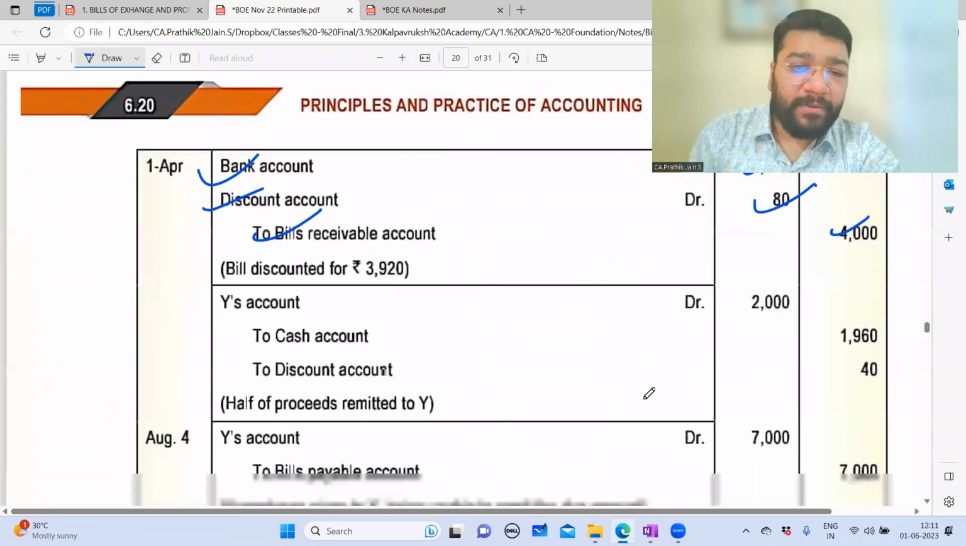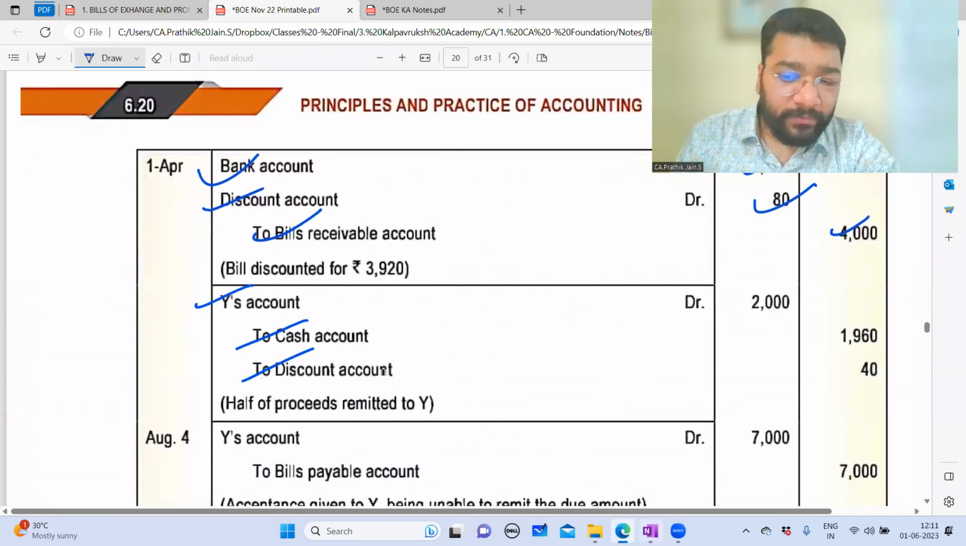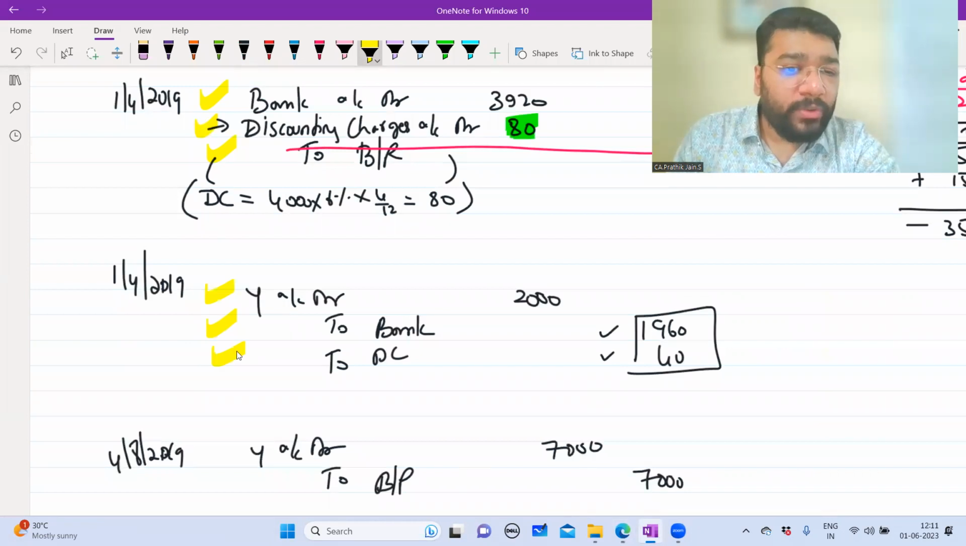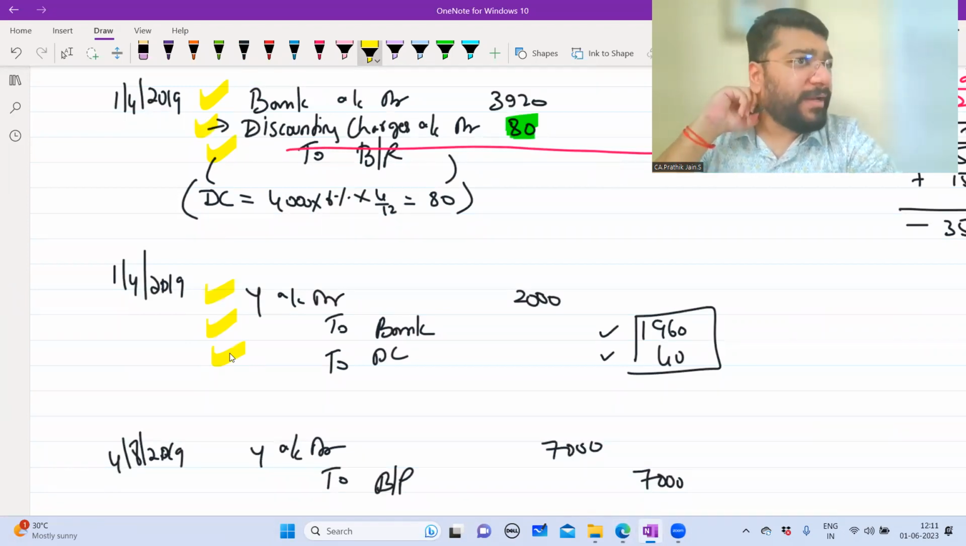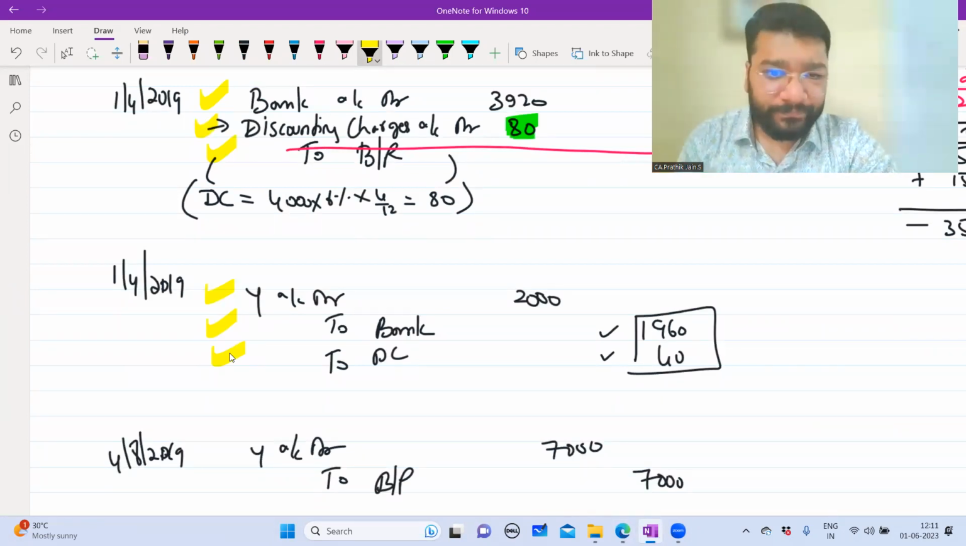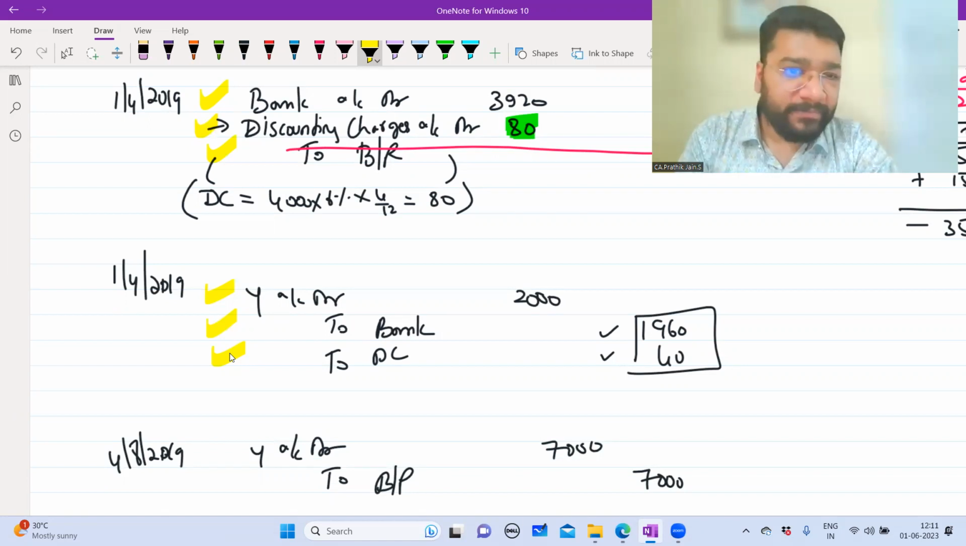Then what happened? We gave this money to Y. So Y account debit, to bank, to discount. Cash or bank, whatever is fine. If you're using bank, then use bank everywhere. Don't confuse between cash and bank.